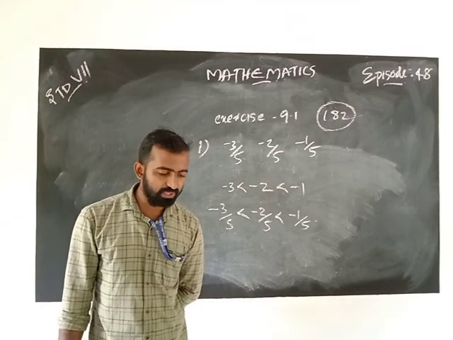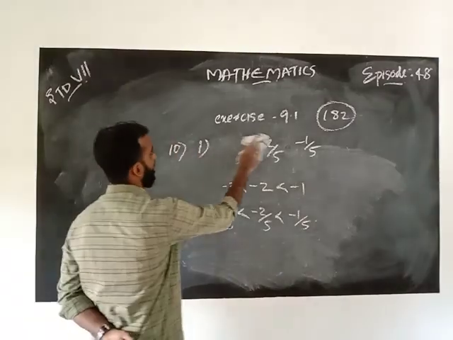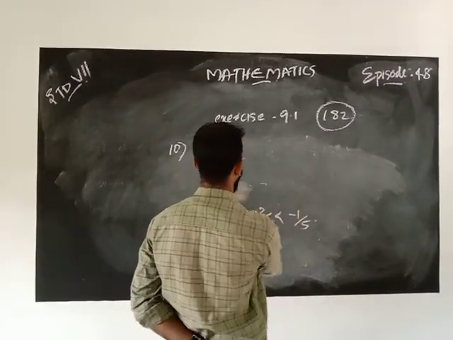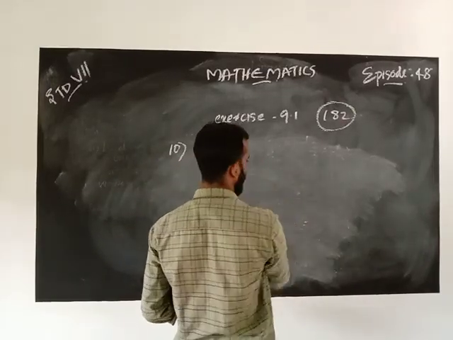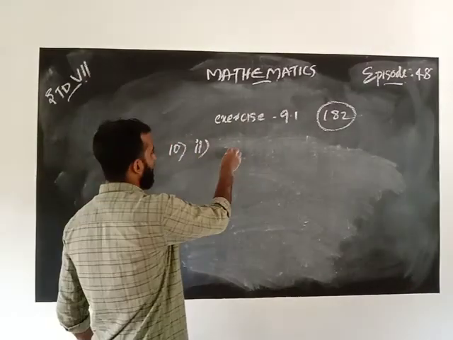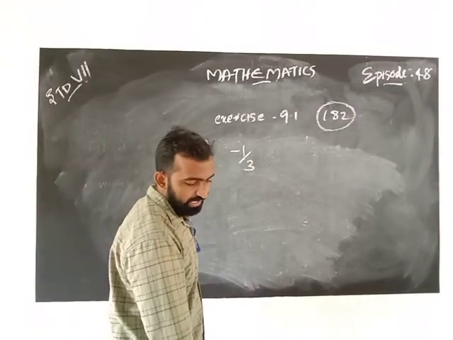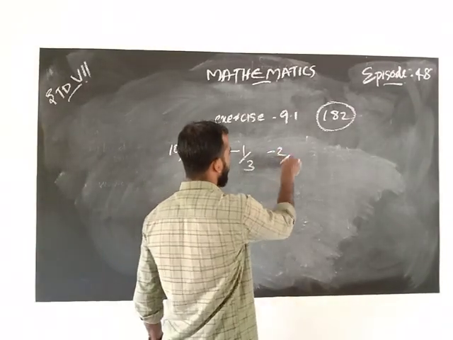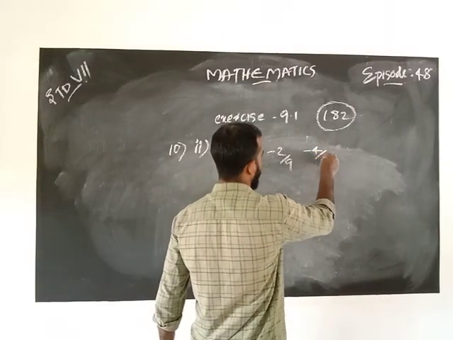And second question, what is the second question? Negative 1 by 3, negative 2 by 9 and negative 4 by 3.